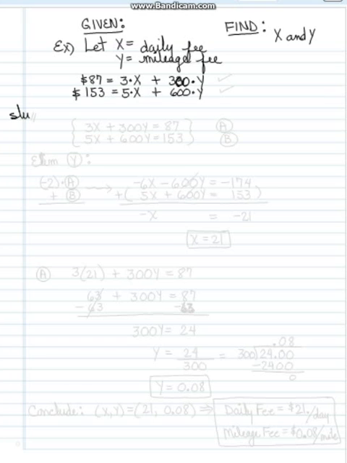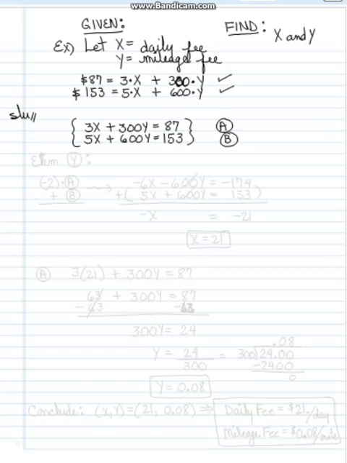Solution. Okay, we're going to take the information in these two equations and turn them backwards, and we will have a system of equations. 3 times X plus 300 times Y equals 87. That's equation A. And 5 times X plus 600 times Y equals 153. That's equation B. We're going to solve this system and answer the question.